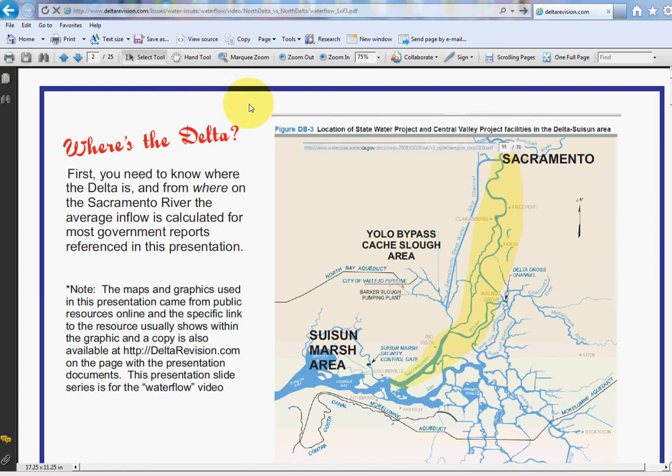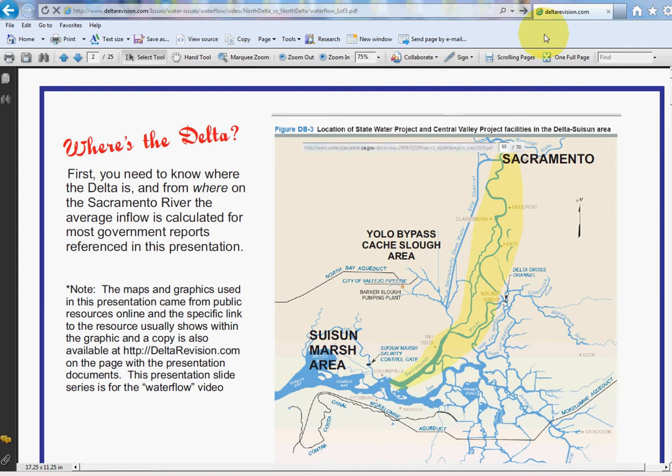And my purpose is to help others who might not necessarily know about water flow in the Delta in California to understand in a simplified way, but using the actual state documents and state records of water flow, what is the truth about water flow in and out of the Delta.